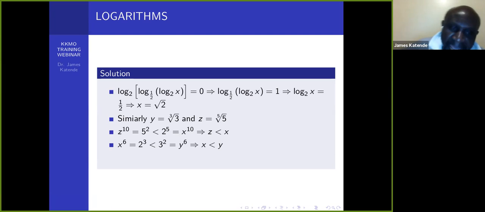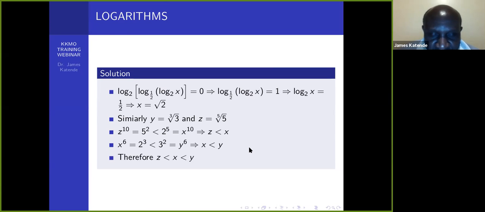So we need to choose another pair to compare. If we compare x and y, you can see that if you raise x to 6, it's the same as 2 cubed. If you raise y to 6, it is the same as 3 squared. So from here, you can conclude that x is less than y. So if you were to write them in increasing order, z would be the smallest, followed by x, and y will be the largest. So that's how you'd order them.